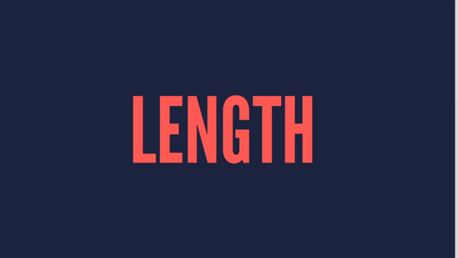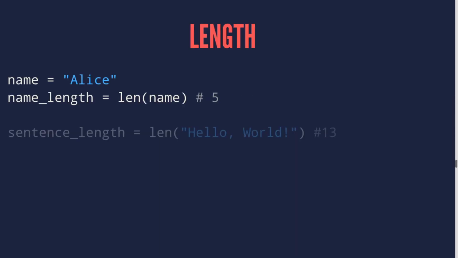Okay, so we will now look at length. Length is a function to find out the length of things. The first one we have here is the variable name equals the string Alice. Name underscore length, a new variable, equals len of name. The length of the name is 5 letters, so that answer would be 5. Underneath you can see sentence underscore length equals len of the whole string. So you can do it on a variable or you can do it on a string.